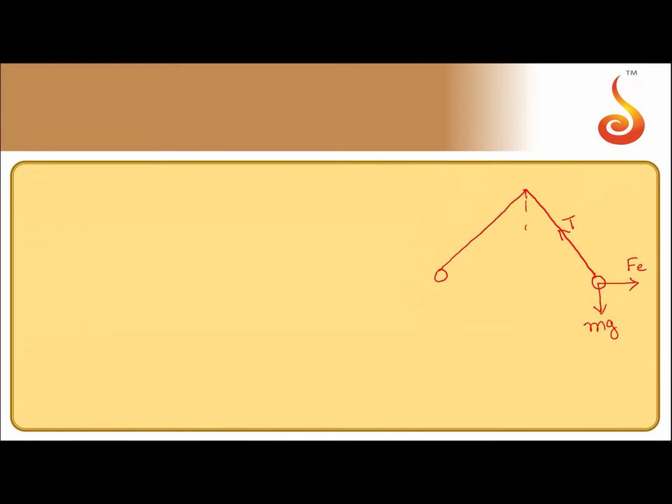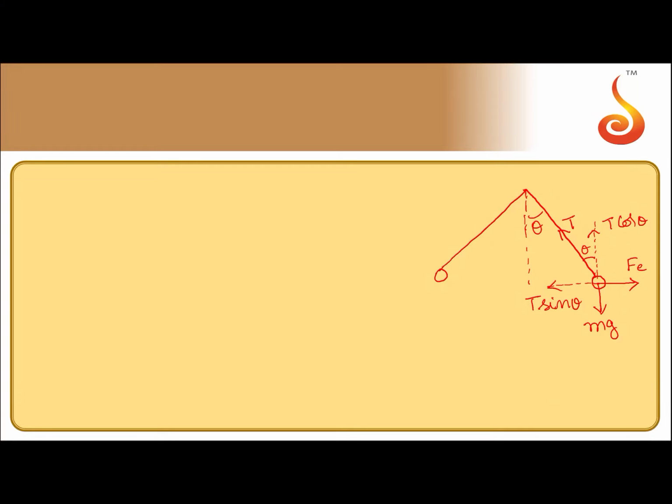So, let us say each string makes an angle theta with the vertical. Then we can resolve this tension, one along vertical and one along horizontal. The component of tension along vertical will be T cos theta, and along horizontal it will be T sin theta.